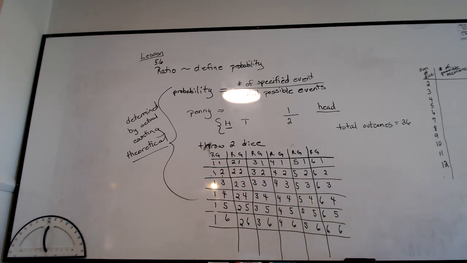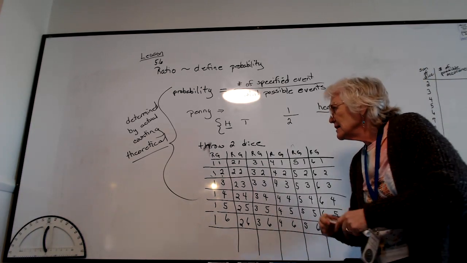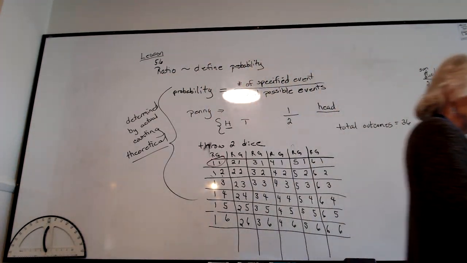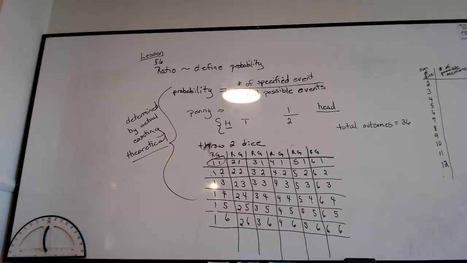This is kind of fun because it actually has a pattern to it. Here's my 2. How many possible ways can I roll the sum of 2? Look at it. One way. The only way is if they're both 1. So this is 1. How many ways can I get 3? Which numbers give me 3?